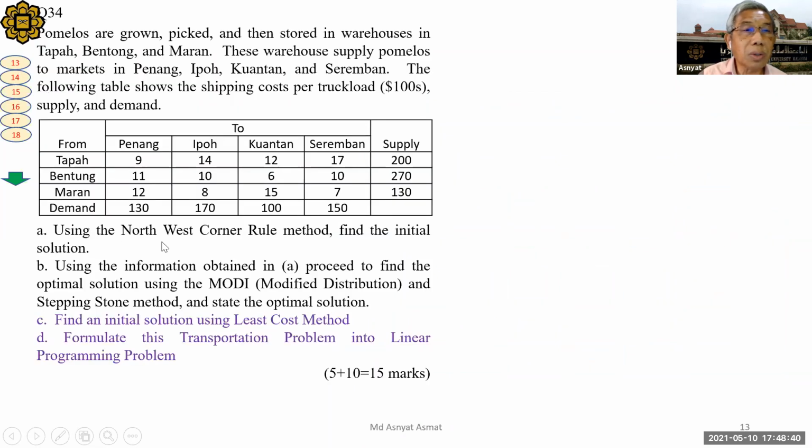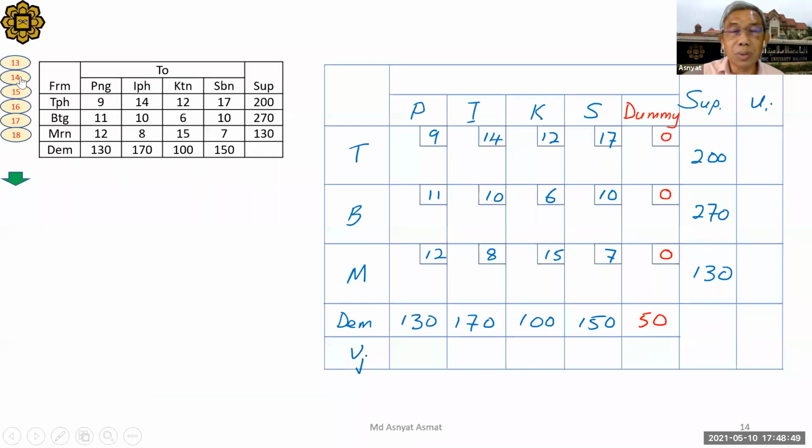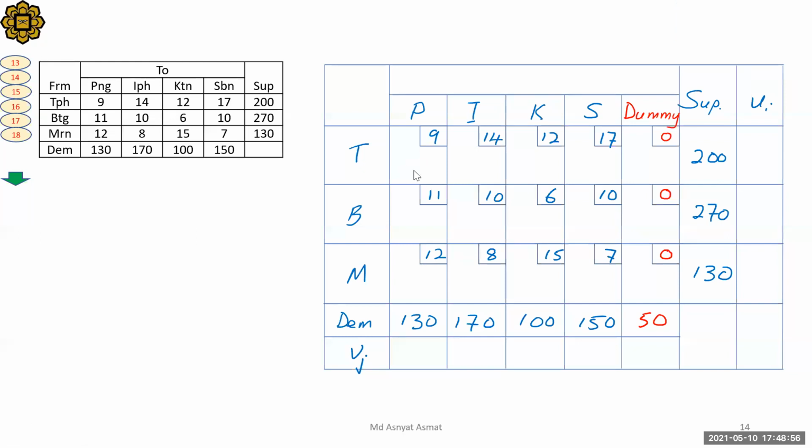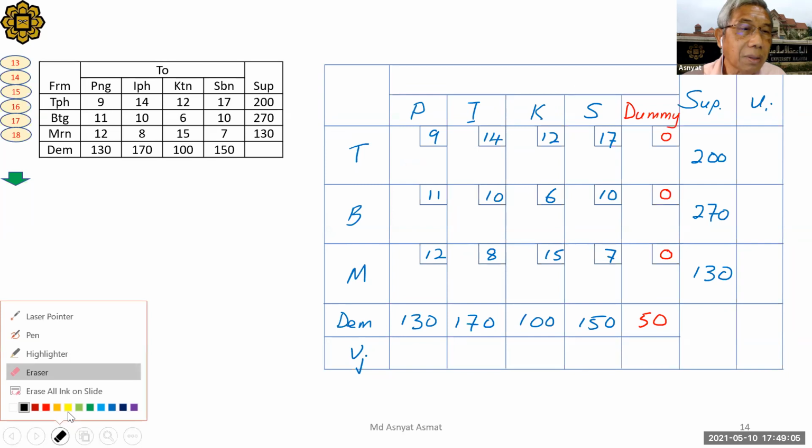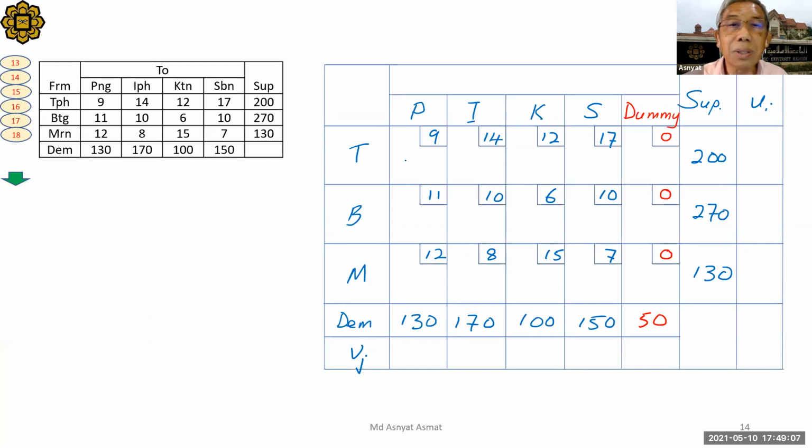Use the northwest corner rule. Find the initial solution. Which one is the most northwest corner? Here, right? How many units? 130. Nice. Then we do not need any more here.